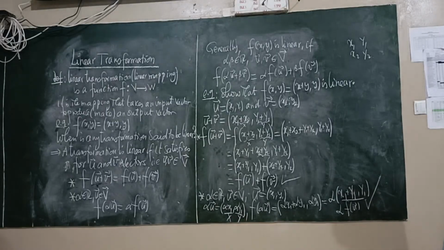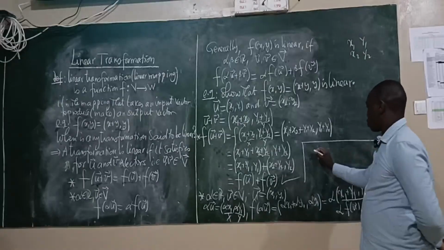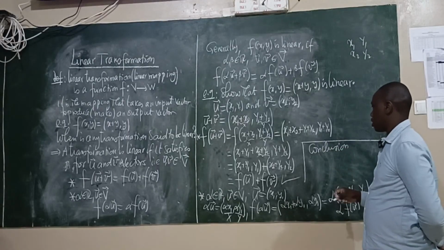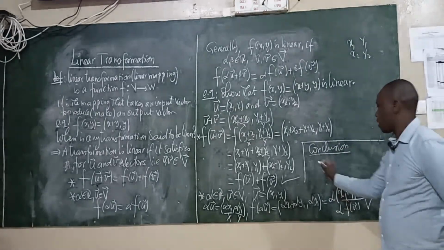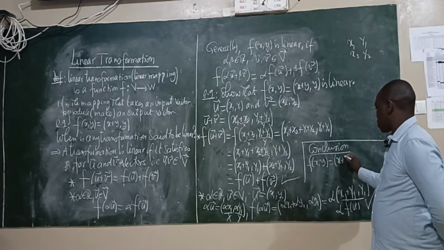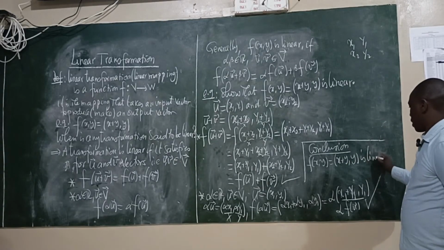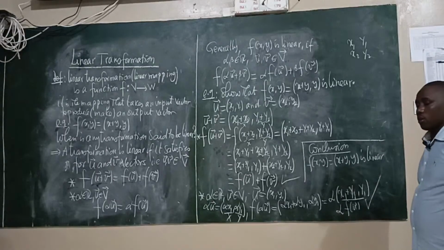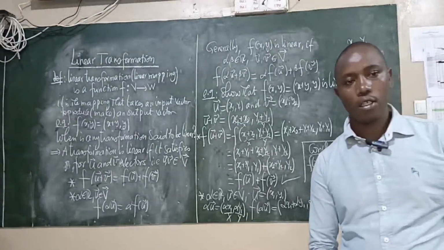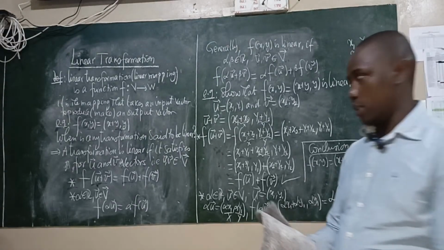Since it's proven, we conclude. Conclusion: we conclude saying f of x, y, which is x plus y, comma y, is linear. This is the first way you can verify that. Let's look at the second alternative.